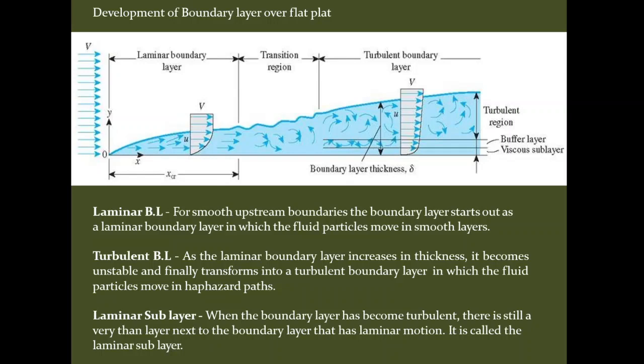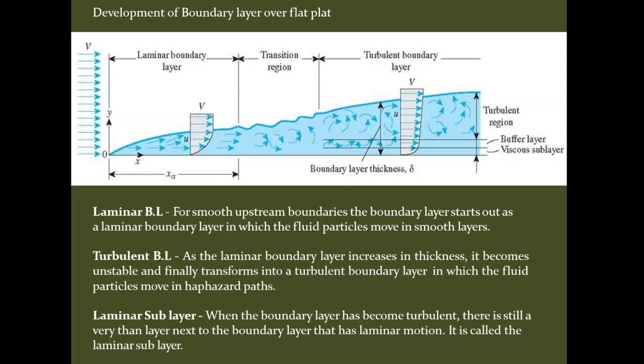This short length over which the boundary layer flow changes from the laminar boundary layer to the transition boundary layer is called the transition zone. This length is called the transition zone, and this distance can also be calculated by using the Reynolds number formula.